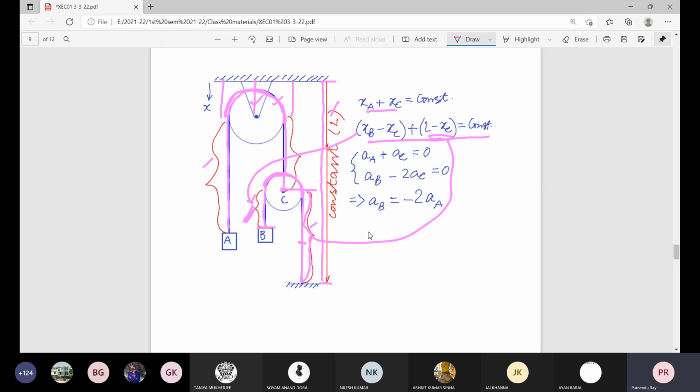Along with this constant, this will ultimately remain a constant. But these constants are definitely different values, maybe K1, K2, K3, K4, etc. But ultimately, the relation between the position variables for A, B, and C is in this way. Now, when this L is constant, naturally XB minus twice XC is equal to a constant.